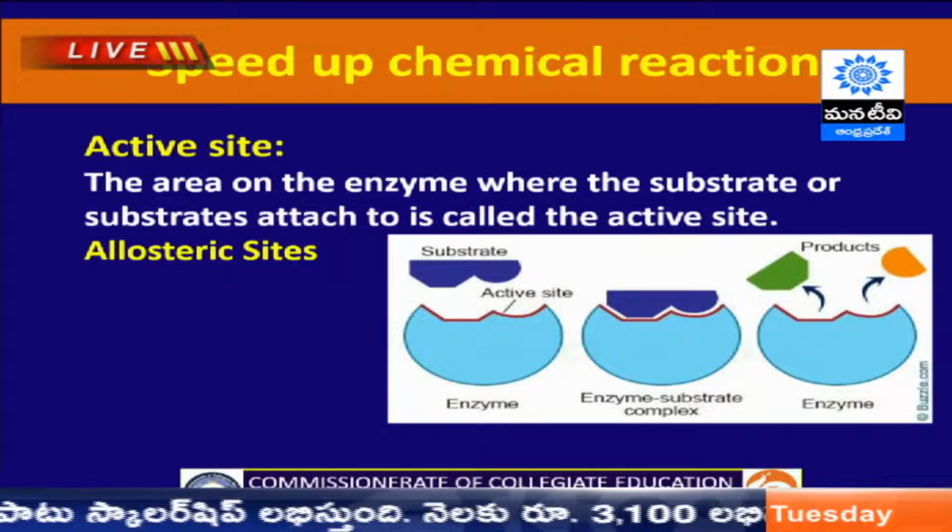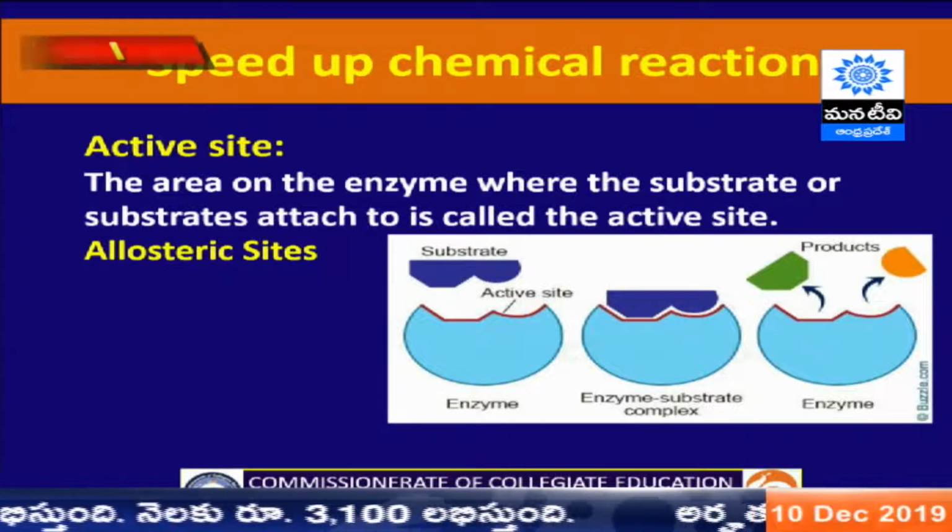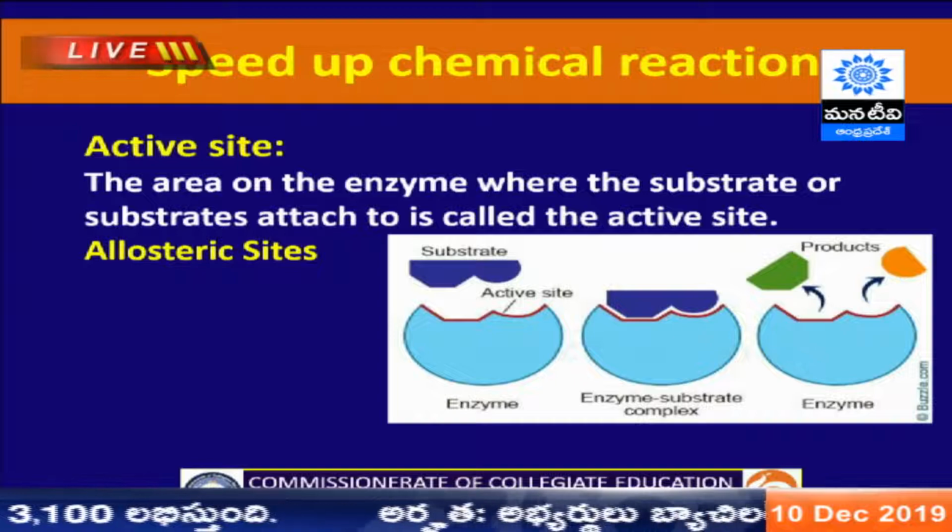There are some other sites, that means another site, called the allosteric site. So, the enzyme possesses 2 sites called the active site and allosteric site. So, the active site is the catalyzing site and it binds the substrate to the enzyme, and the allosteric site is some other site where other molecules which inhibit the activities of the enzymes can bind.